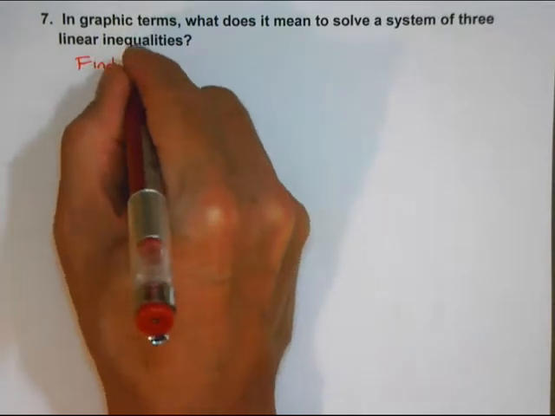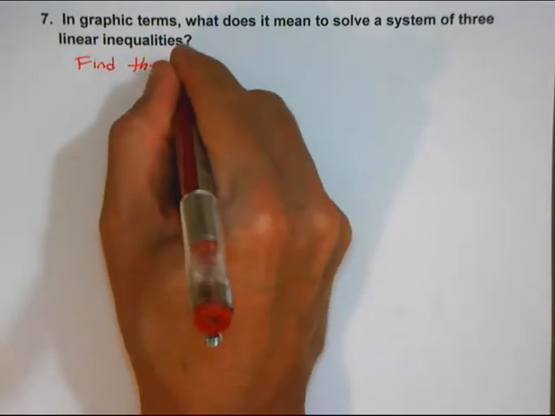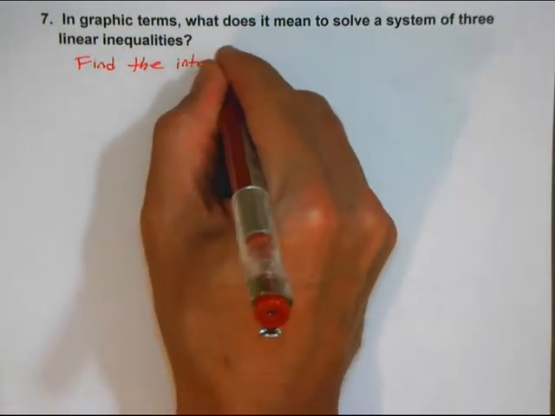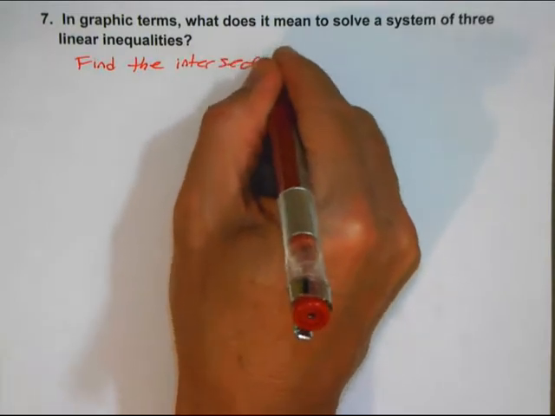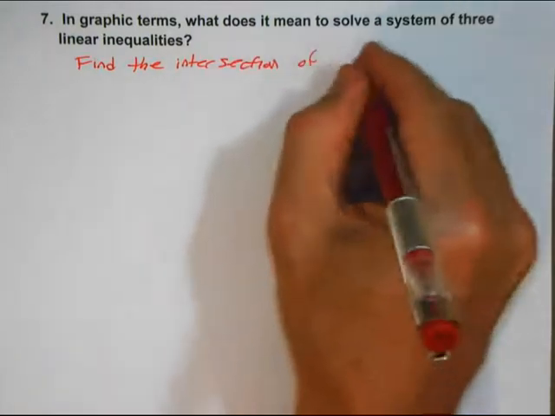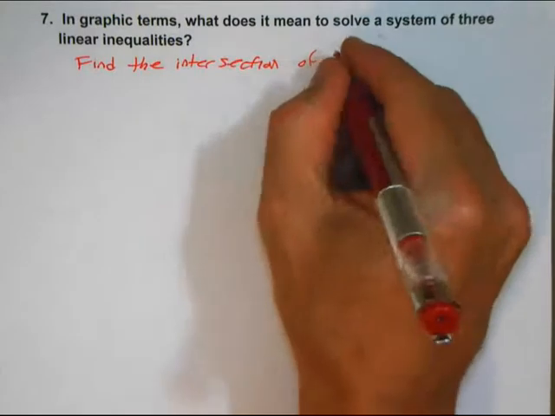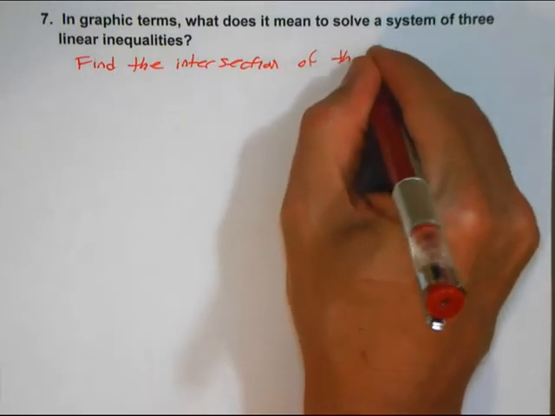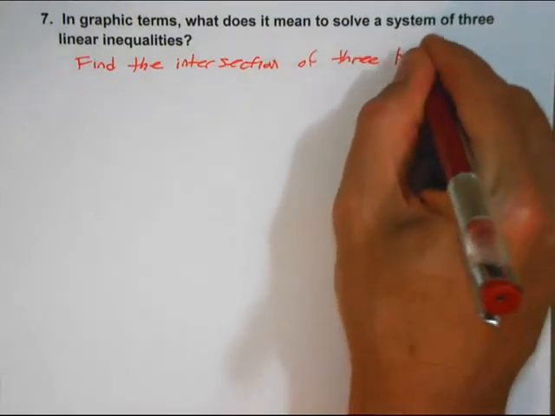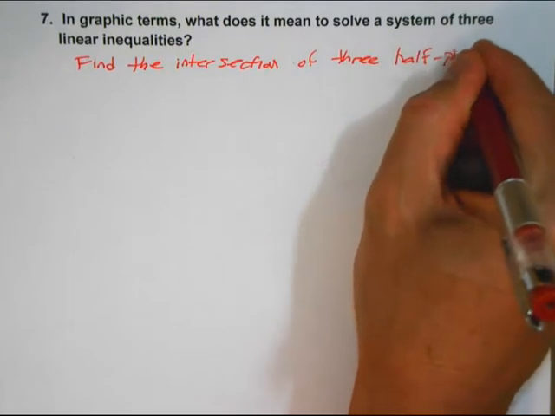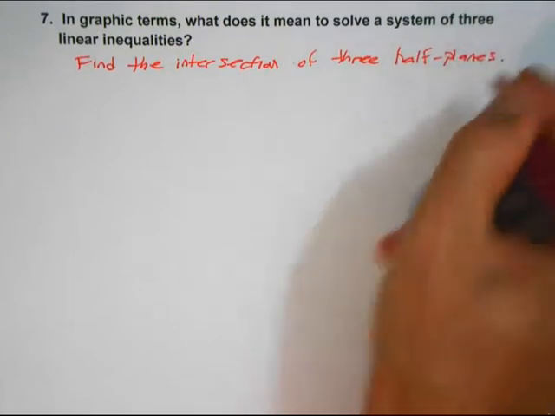So find the intersection of 3, because there's 3 linear inequalities, half planes.